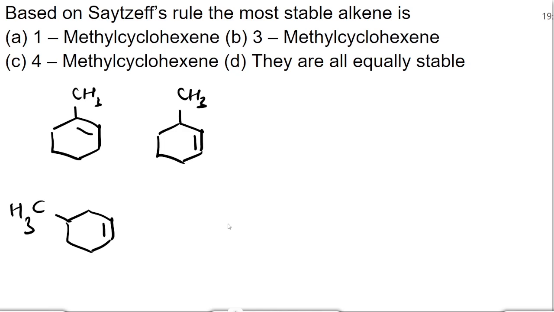Okay, so based on the Saytzeff rule, the most stable alkene is, which one is most stable? This is A. Yes, sir. A is most stable. Yes, A is most stable. So this is the right option.